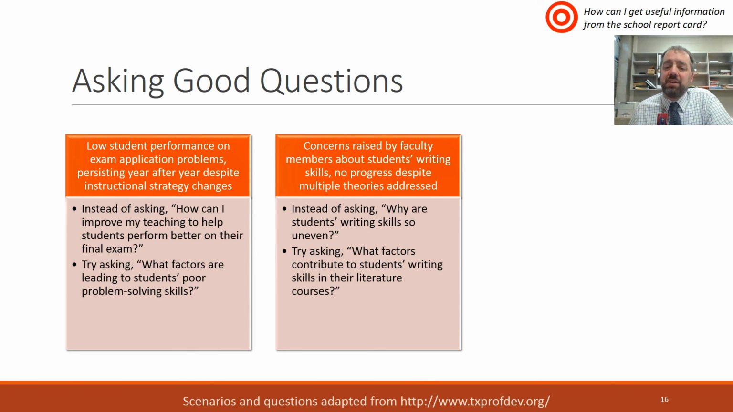You should instead ask something like, what factors contribute to students' writing skills in their literature courses? Once you've narrowed down what those factors can be, you can start looking at what factors are actually influencing the student success or lack of success.